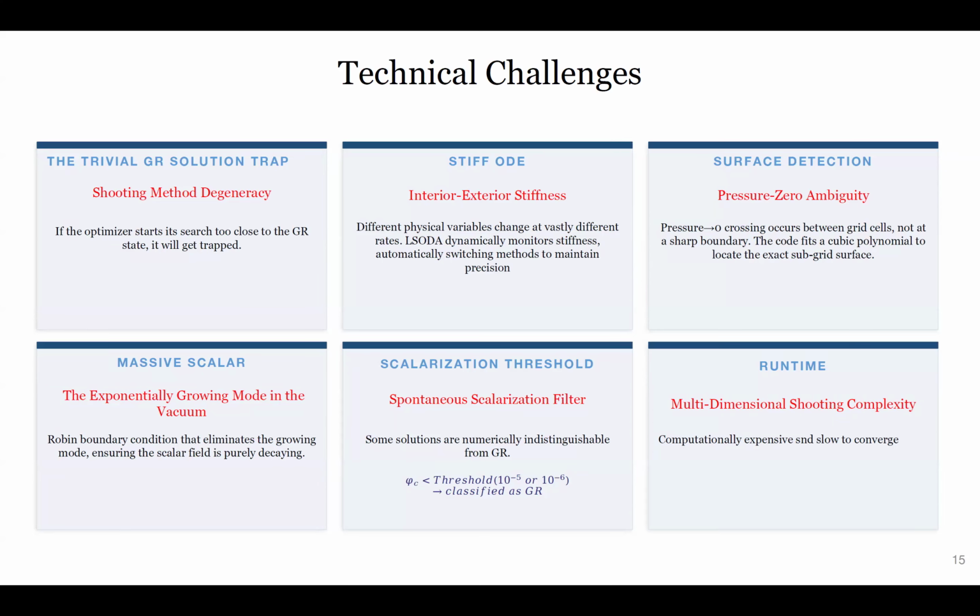The next was using a spontaneous scalarization filter. I used a value for the central scalar field of around 10 to the power minus 5, so that we could properly differentiate between GR and the scalar-tensor theories. And the main one was the multidimensional shooting complexity, basically a two-dimensional one. It was computationally expensive, and very hard and slow to converge.